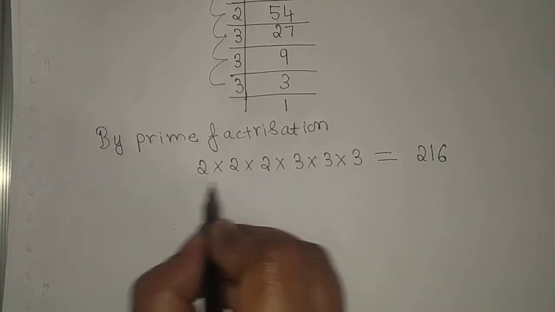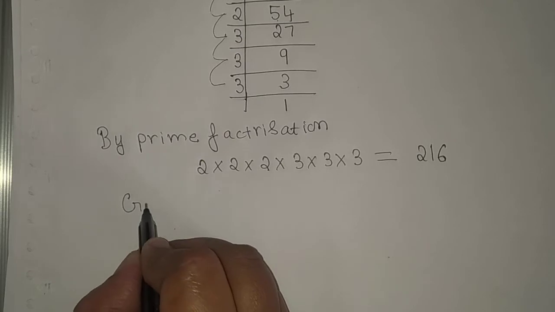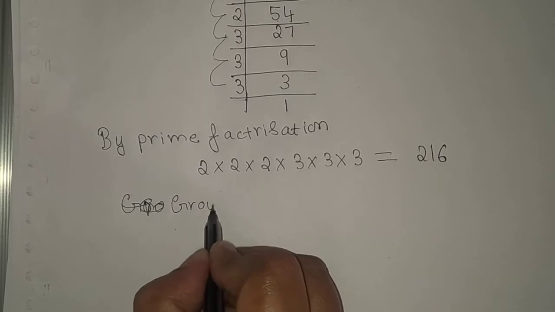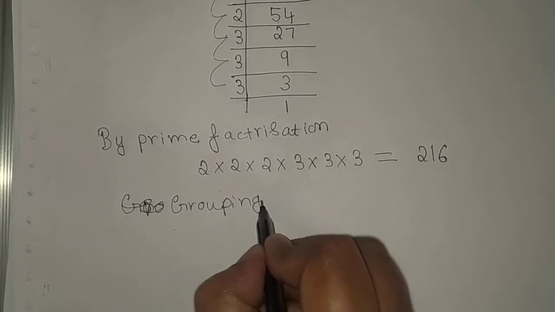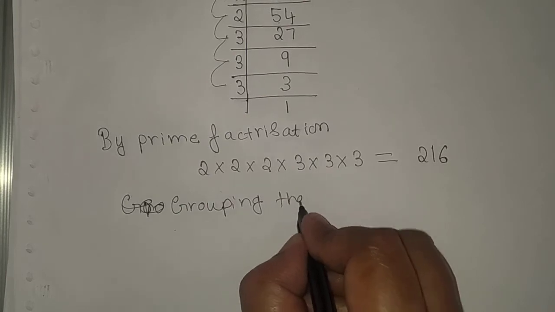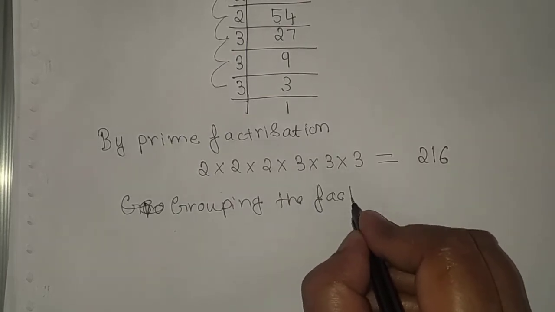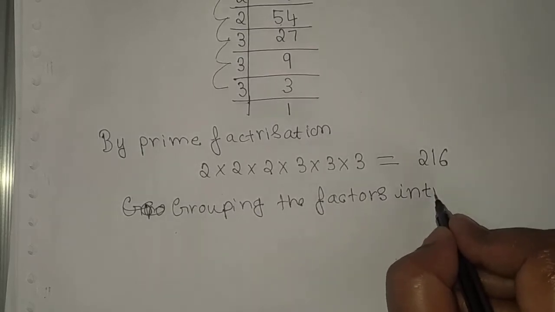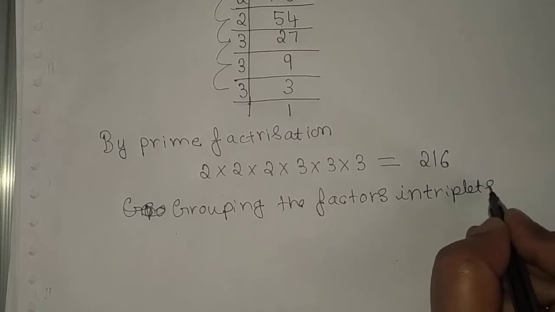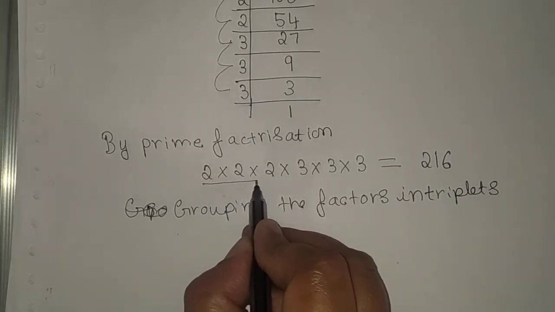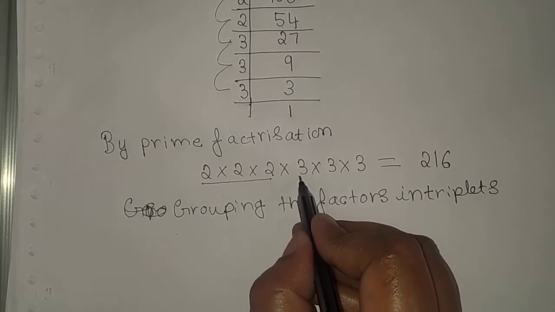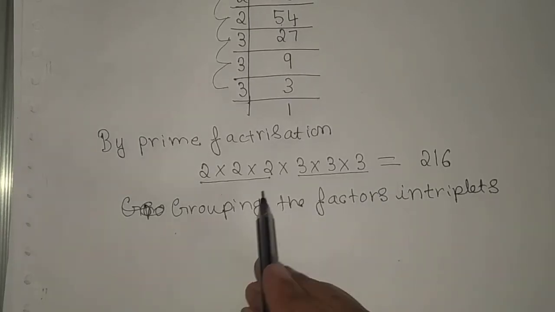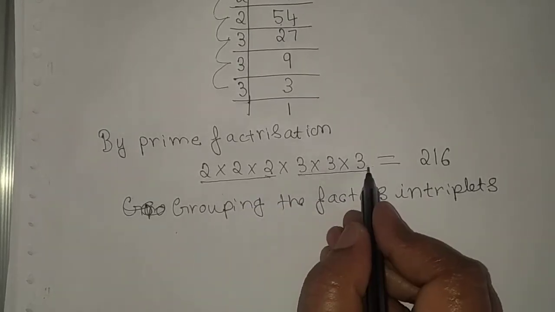So now the next step is grouping. So what is grouping? Grouping these numbers, grouping the factors in triplets. What is the meaning of triplets? Triplets means 3 digits or 3 numbers. So group these 3 into one group. Since it is a cube root, we have to just find out whether the given number is a perfect cube or not. So group this number into 3 numbers.